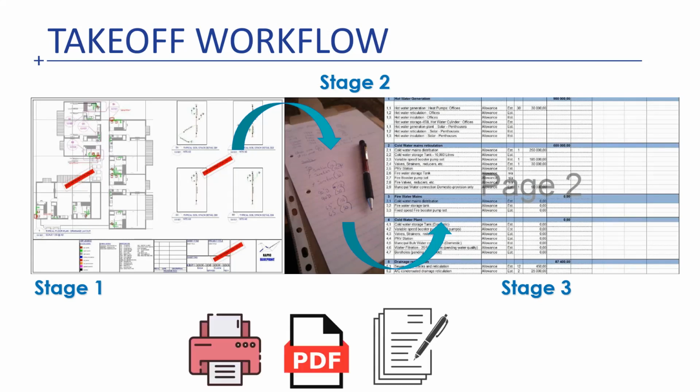Please note that these three icons that appear on your screen are what we usually utilize within this process. A computer and a printer to help us print the documents, PDF usually to help us read digital documents, and then finally pens, paper, stationery in order for us to quantify off a drawing or specific series of documents. So let's break down the stages now.